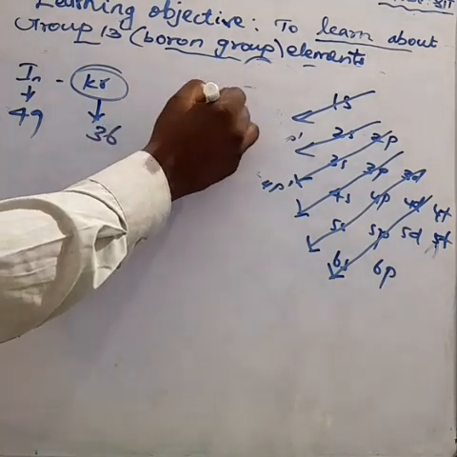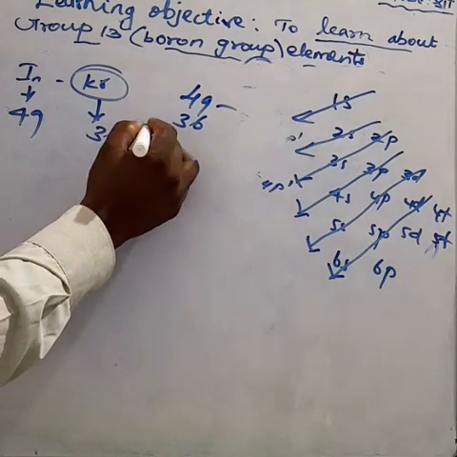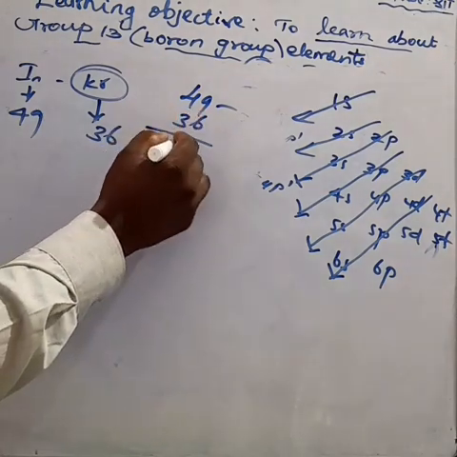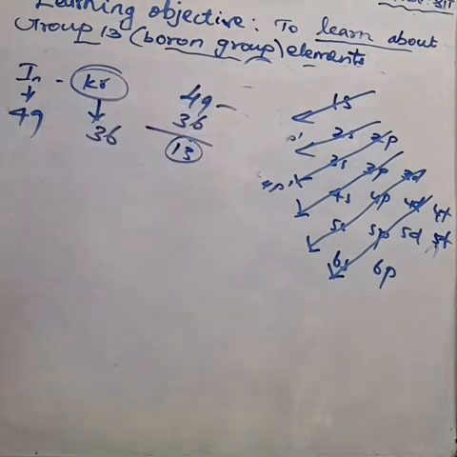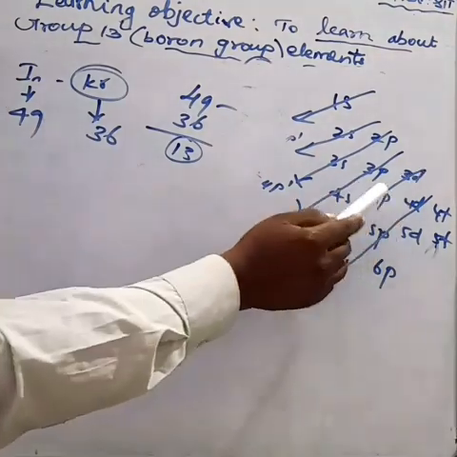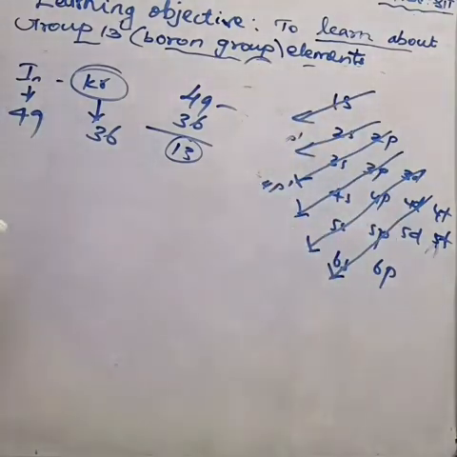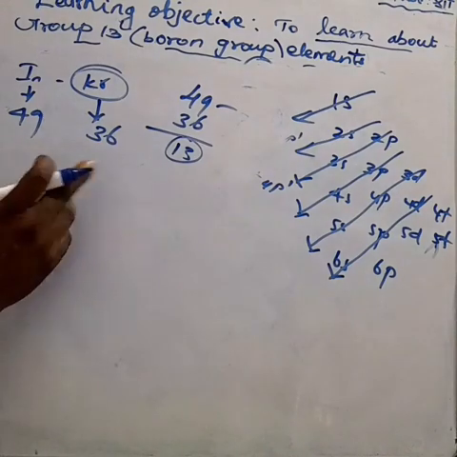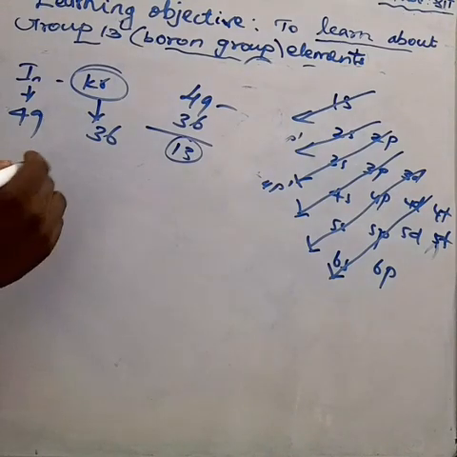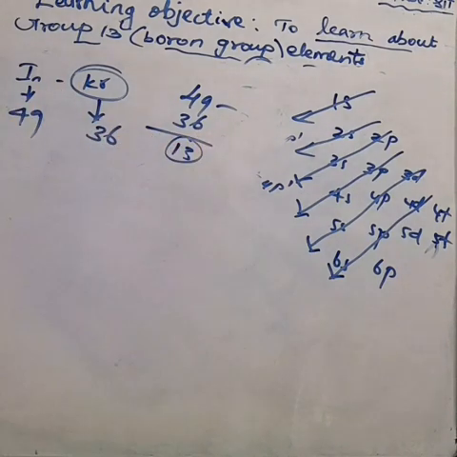49 minus 36. Yes or no? So we get 13. Protons also may be 13 electrons. So we have to write the remaining. Who is the remaining? That means 4d10, 5s2, 5p1. Am I right? So 36 plus 10, 46. 46 plus 2, 48. 48 plus 1, 49. That is correct. Am I right?